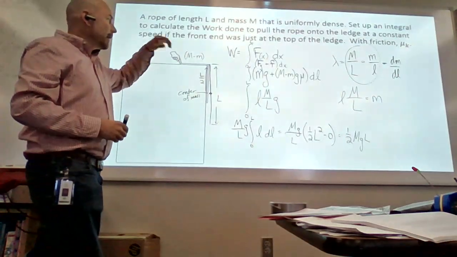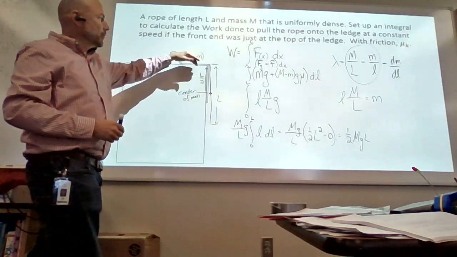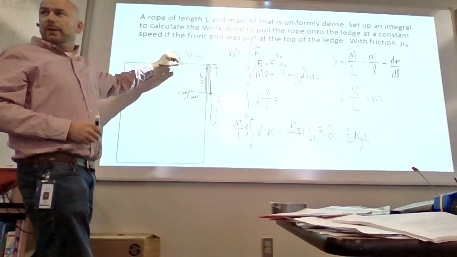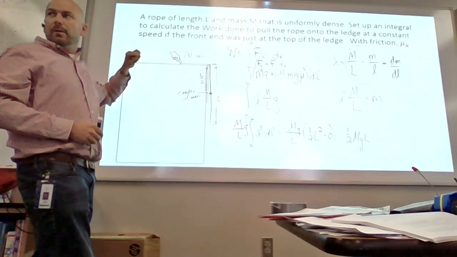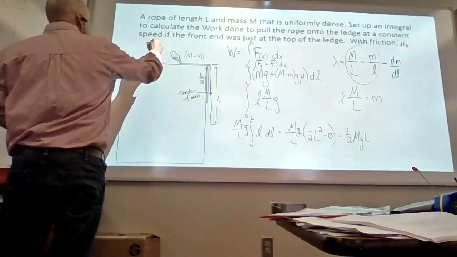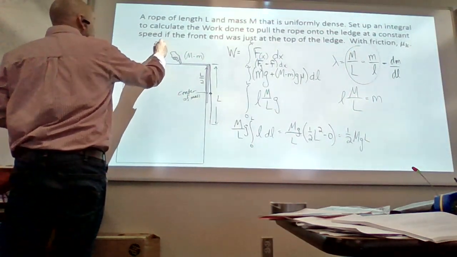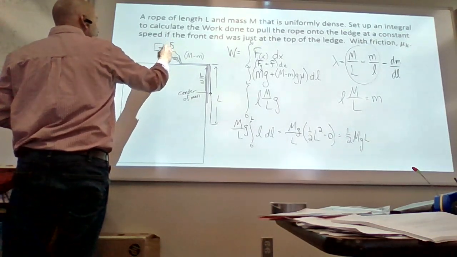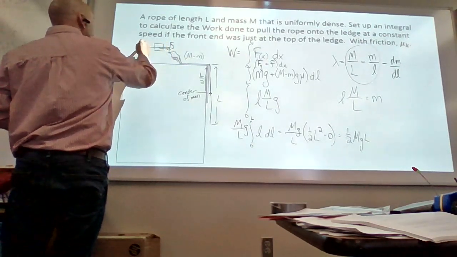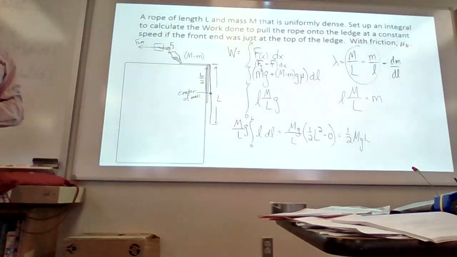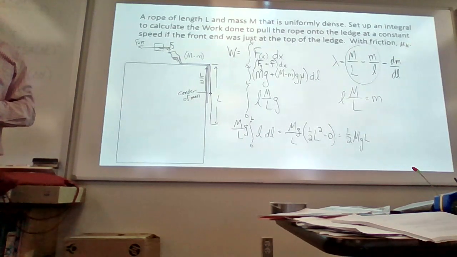I'm adding them because both forces are opposing me pulling it up. Both are saying I don't want to go that way. So your free body diagram would just be gravity going this way, friction going this way, and applied forces going this way. Okay with that?